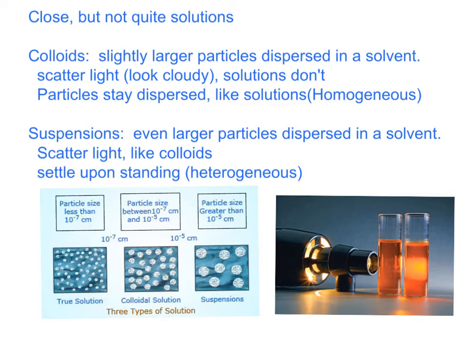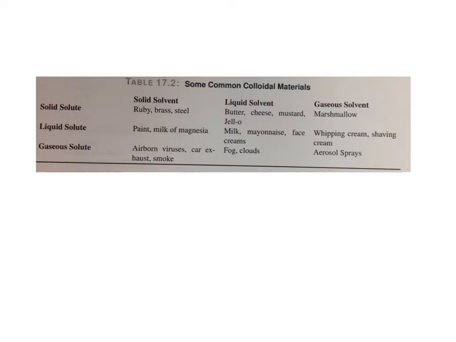So particle size, just for your information: a true solution is going to have particles that are on the order of 10 to the minus 7 centimeters or smaller. If the particles are slightly larger, say between 10 to the minus 5 and 10 to the minus 7, that gives you a colloidal suspension. And then larger particles yet are your suspensions. All right, just so you have some frame of reference, these colloidal materials that aren't quite a solution have particles slightly larger, and there's lots of them.